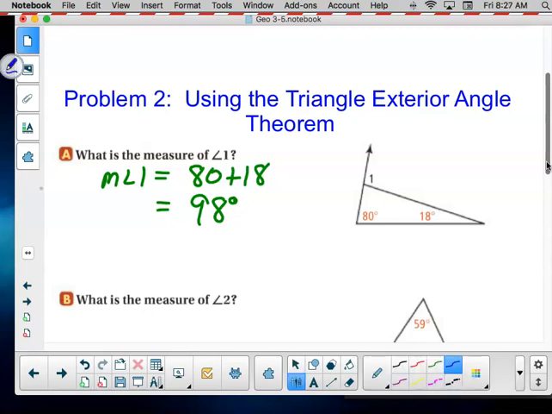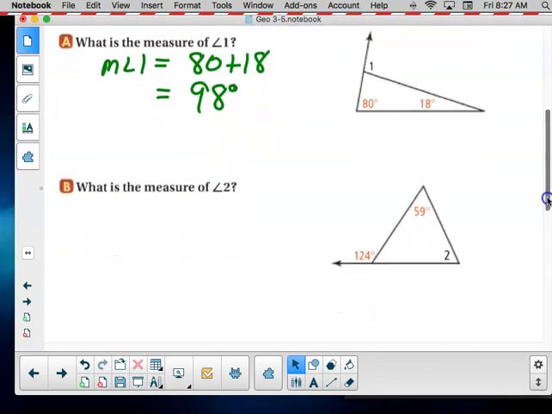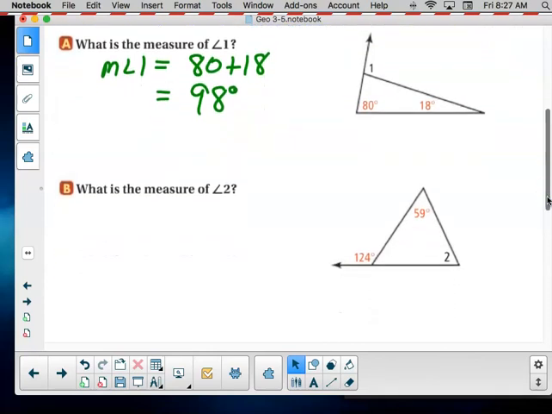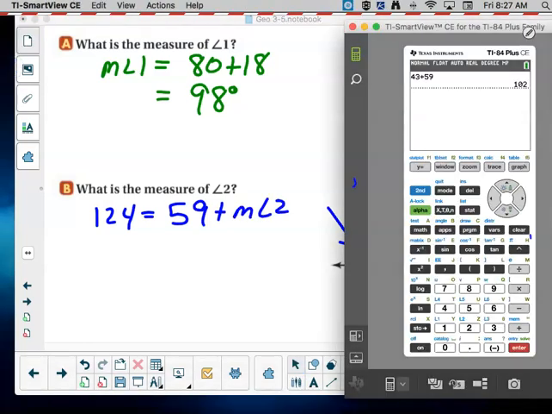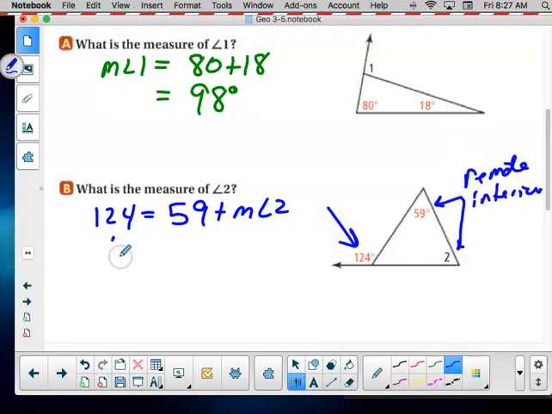Okay, so we're going to make sure that we understand that, and let's check out this idea this way. I know that that's the exterior angle. This and that are remote interiors. So 124 is equal to 59 plus the measure of angle 2. So I'm going to take my 124, subtract 59, and that's going to be 65. So 65 is equal to my measure of angle 2.